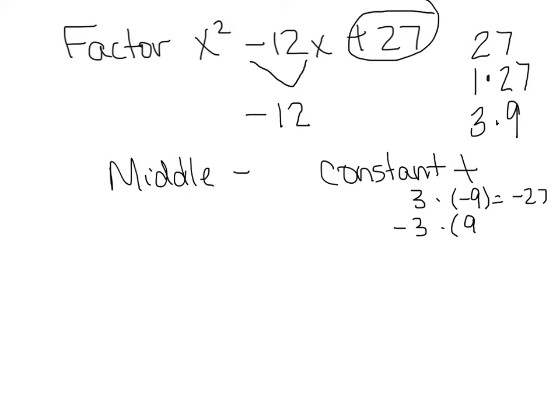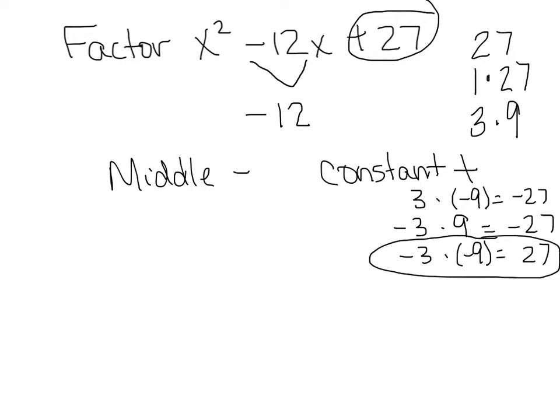Negative 3 times 9, that equals negative 27. Well, how about negative 3 times a negative 9? Well, that equals a positive 27. So let's consider the factors this way. And what does negative 3 plus a negative 9 equal? That equals a negative 12.